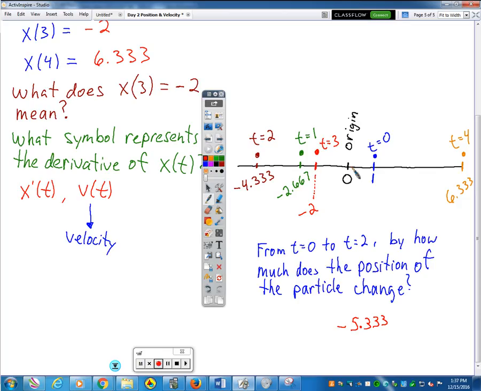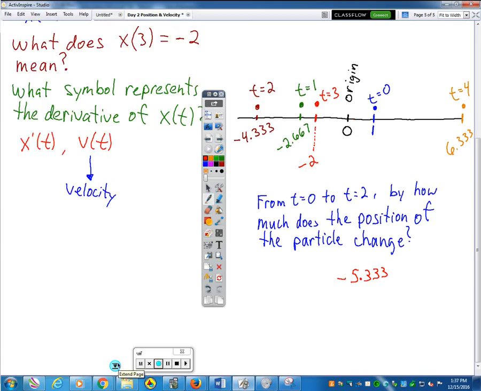The mathematical computation, which you will do in the future, looks like this. You would say the position at time 2, subtract the position at time 0, which is equal to... sorry, did that backwards. It's equal to -4.333, subtract 1, that's -5.333. That's how we compute the particle's change in position. I'll give you 1 or 2 if that makes perfect sense.